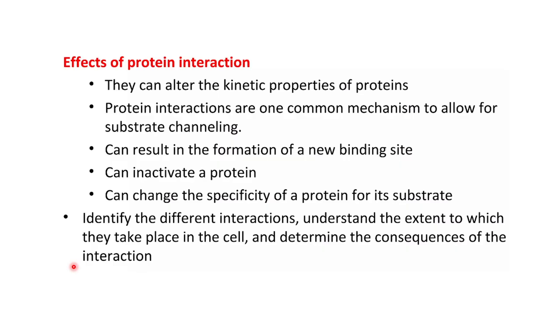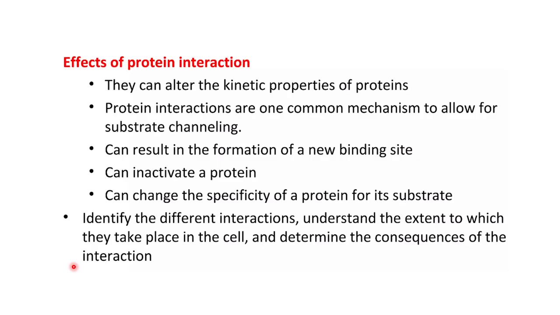Okay, so it's important that the type of protein-protein interaction we are studying is known to us, along with its roles and functions. The effects of protein interactions can alter the kinetic properties of the individual proteins. That's absolutely true. Protein interactions are one common mechanism to allow for substrate channeling. It can result in the formation of a new binding site, like I was mentioning for a particular enzyme. Even if the active protein comes and interacts with the enzyme at the binding site, another part of that enzyme might get activated that can carry out a similar function. So it can lead to the formation of new binding sites, and the binding site can be very different from the active site of the enzyme.